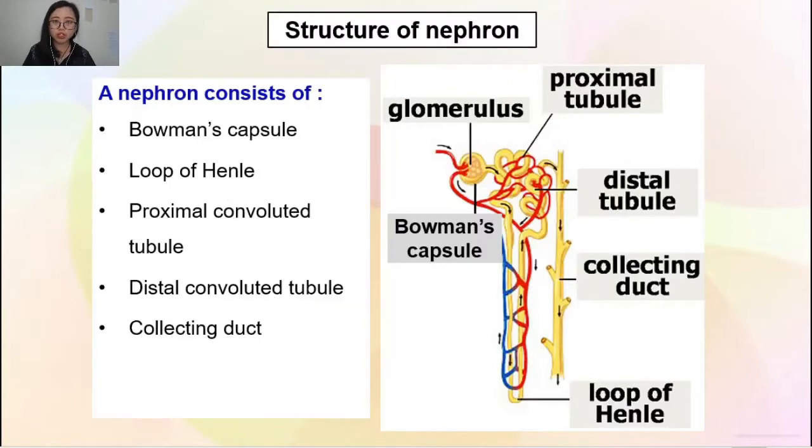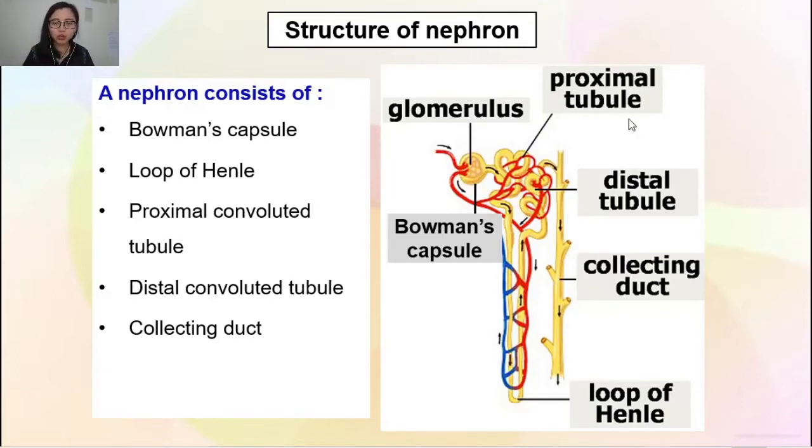We'll look at the structure of nephron. So the nephron will consist of a Bowman's capsule. It will consist of a loop of Henle. It will consist of proximal convoluted tubule, distal convoluted tubule, and collecting duct. Nanti kita tengok ini satu-satu.